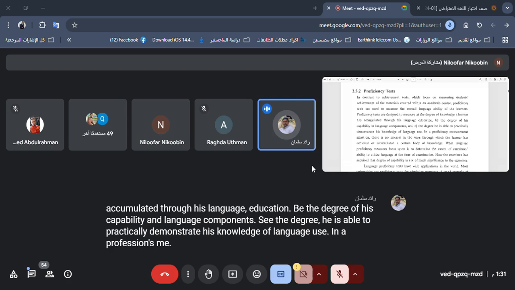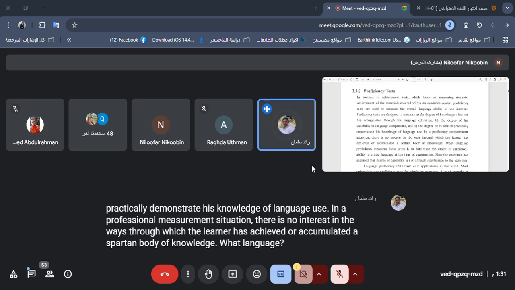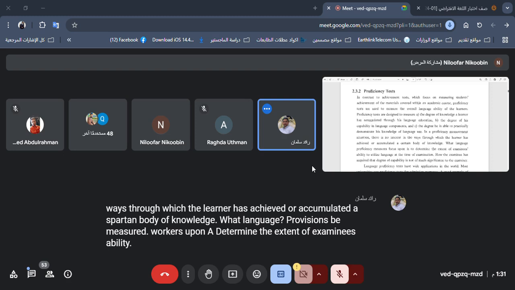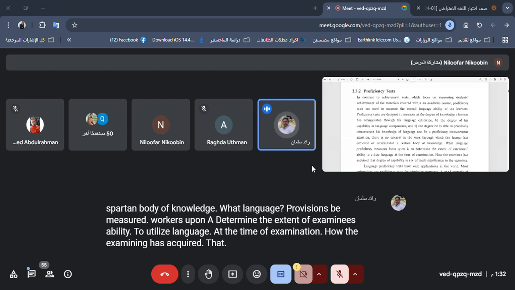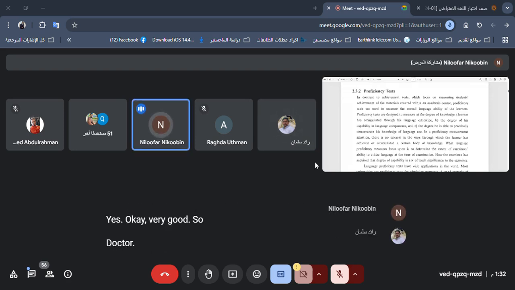In a proficiency measurement situation, there is no interest in the ways through which the learner has achieved or accumulated a certain body of knowledge. What language proficiency measures focus upon is to determine the extent of the examinee's ability to utilize language at the time of examination. How the examinee has acquired that degree of capability is not much significant to the examiner. Up to here, doctor. Okay, very good. So explain what you got.